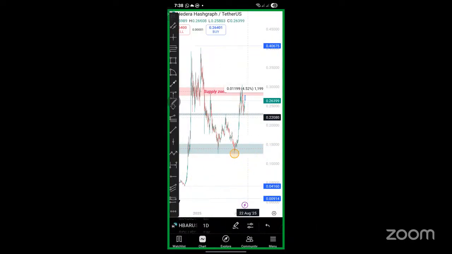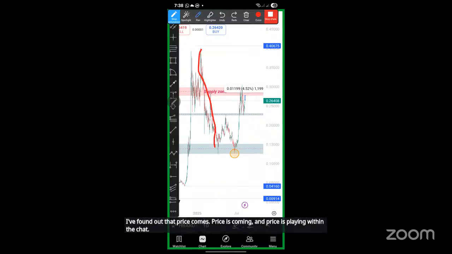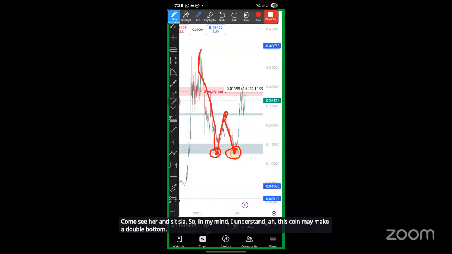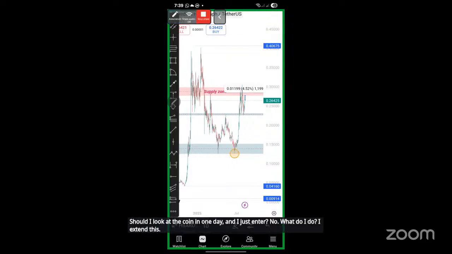I've found out that price is coming, and price is playing within the chart, comes here, taps into the area, goes back here, retests the area, comes here and sits here. So in my mind, I will understand, this coin may make a double bottom. If it is making a double bottom, when will I enter? Should I look at the coin in 1 day and I just enter? No. I extend this to 4 hours.